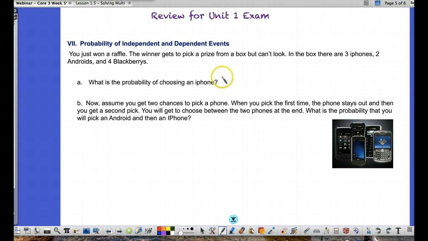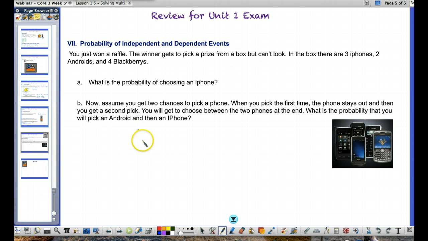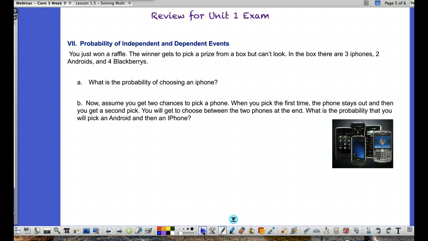All right, so this one is a little bit more complicated, but it's not horrible. This just has to do with dependent events. What that means is that the probability of one event happening depends on the probability of the first event happening. So one thing depends on another. Let's look at the problem.